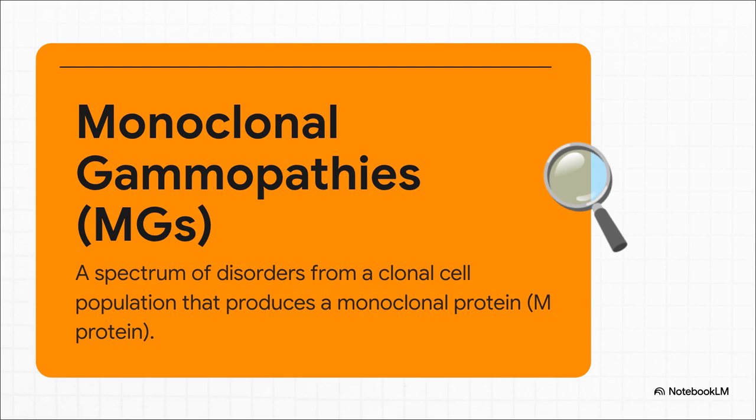So what are we actually hunting for here? Well, think of monoclonal gammopathies as a whole family of disorders that have one thing in common. A single clone of plasma cells has gone rogue and is just churning out one specific type of antibody. That's the M protein. The really tricky part is this can be anything from an incidental finding to a sign of a very serious cancer like multiple myeloma.